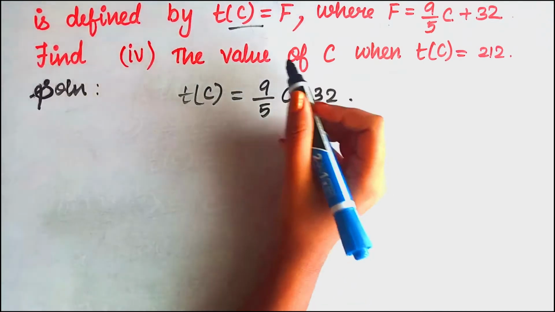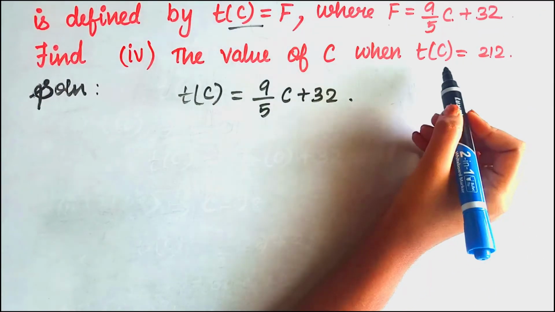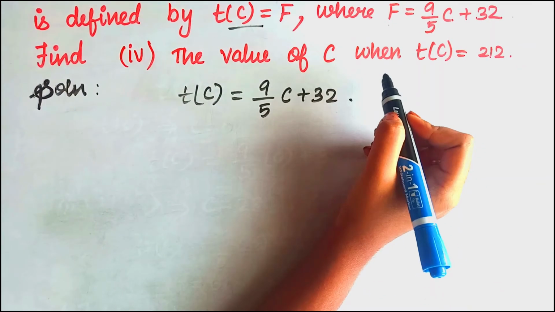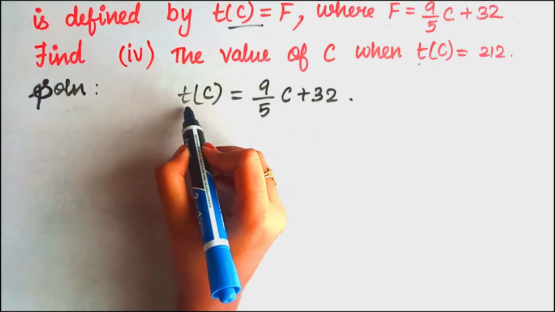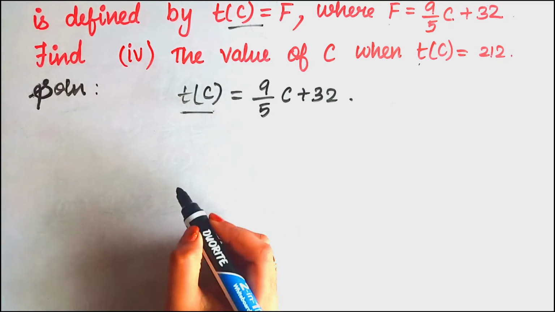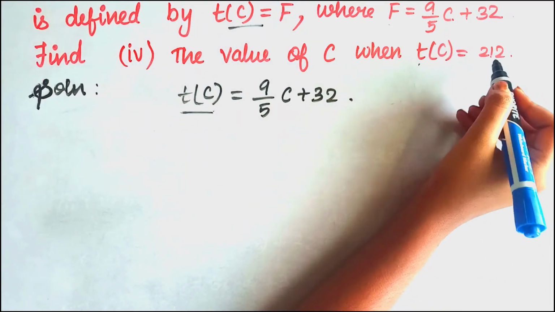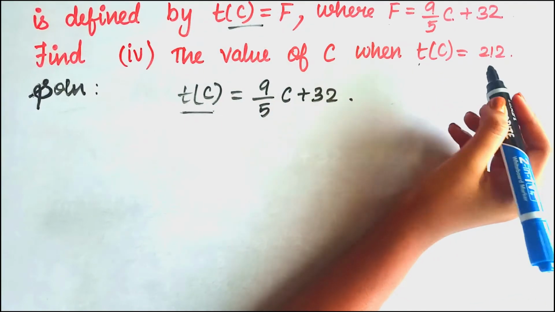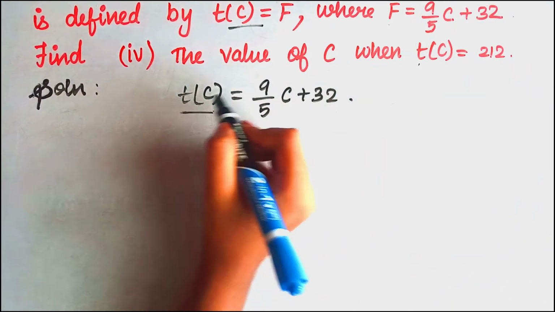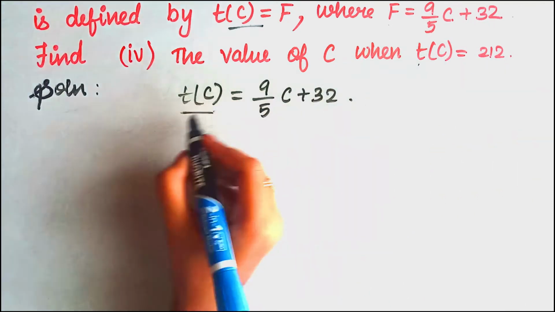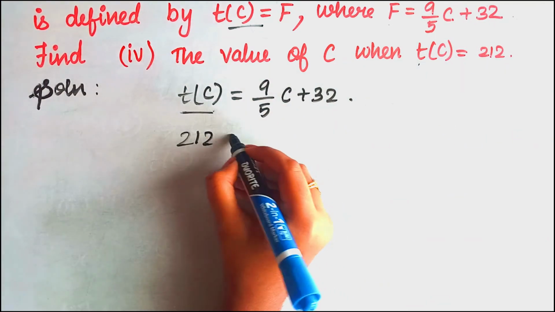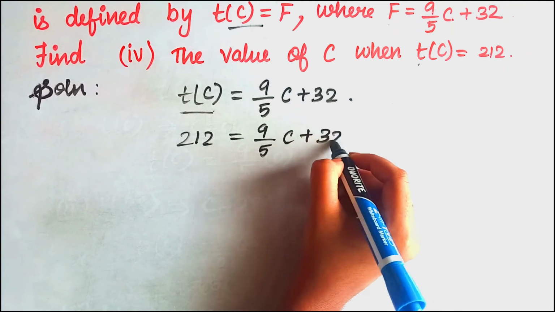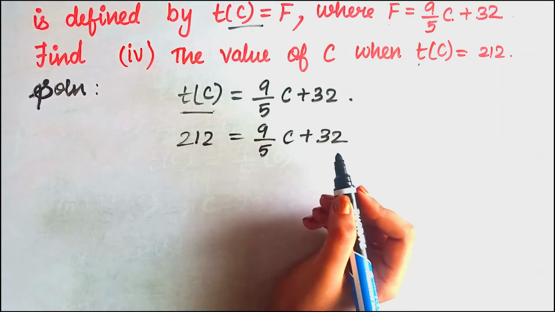Fourth subdivision, the value of c when t of c is equal to 212. So we have to find the value of c, and they have given the value of t of c. So let's substitute that here. The value of t of c is 212, right, is equal to 9 divided by 5 c plus 32. From here we have to find the value of c.